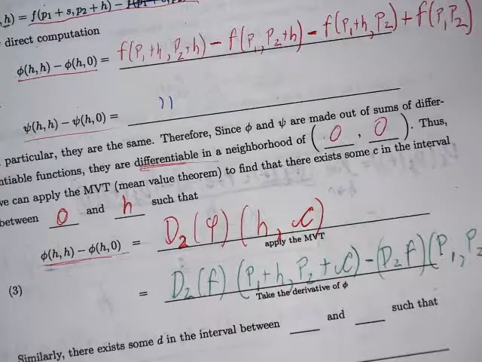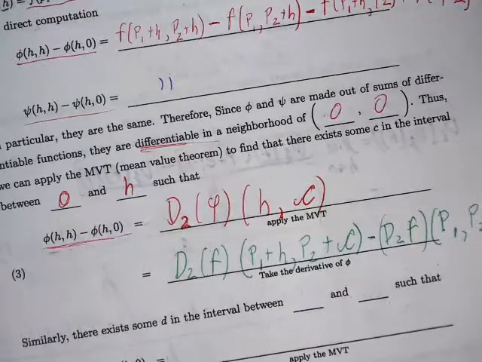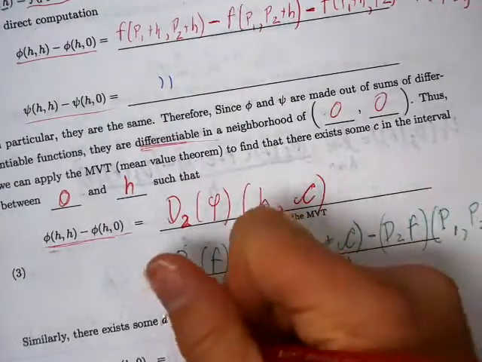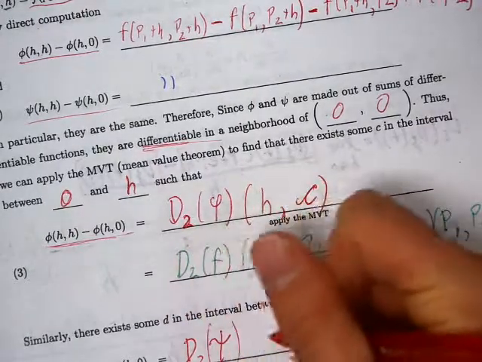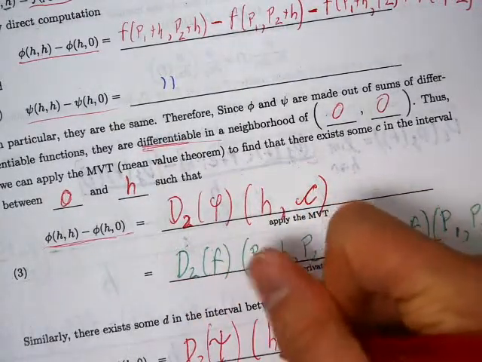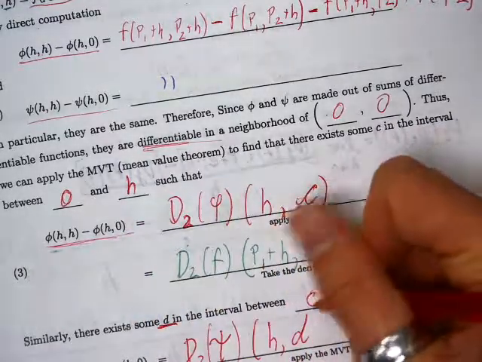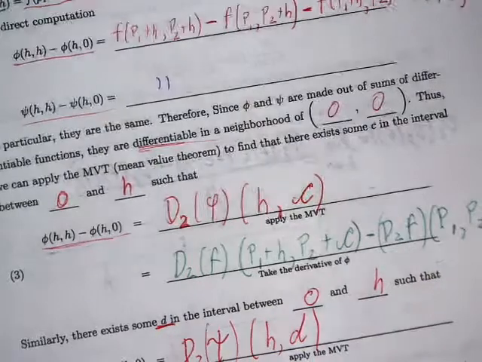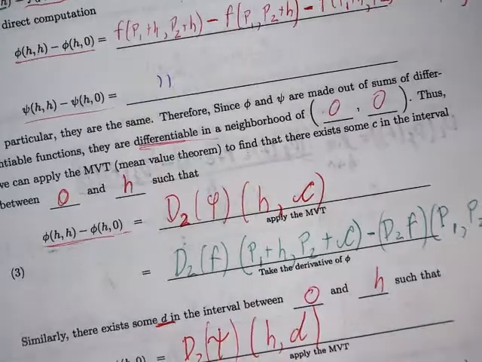We can do the same thing with psi, right? Psi is differentiable, and here the argument is changing in the second entry. So this is going to be the same thing as d2 of psi evaluated at (h, d) for some number d between 0 and h. And now we can evaluate what d2 psi is.